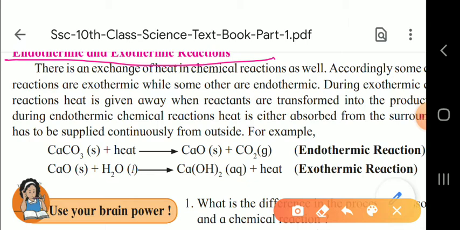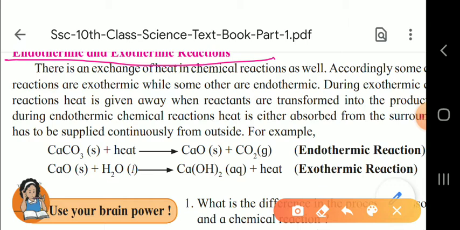Endothermic and exothermic reactions. There is an exchange of heat in chemical reactions. According to that, some chemical reactions are exothermic and some are endothermic. During exothermic chemical reactions, heat is given out, while in endothermic reactions, heat is absorbed. During the endothermic reaction, when the product is formed, heat is absorbed.